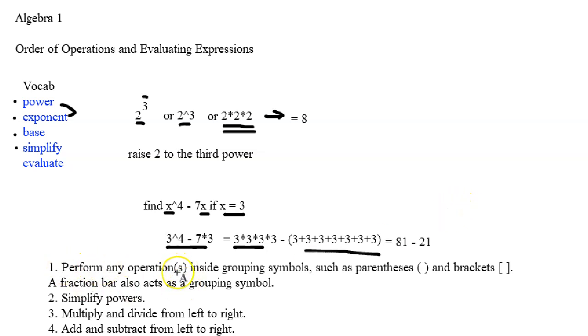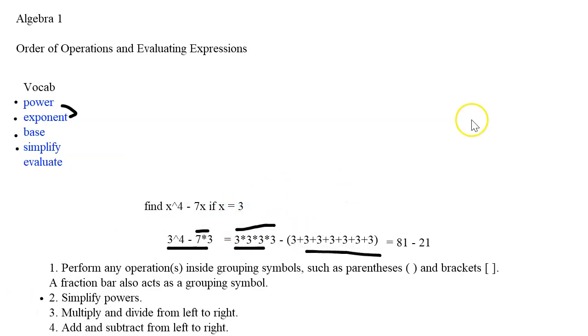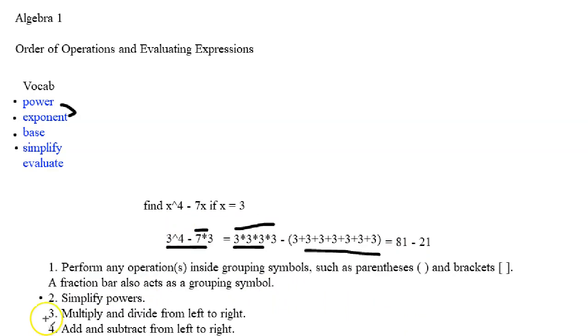So we basically performed any operation inside the grouping symbols. We didn't have any, so we didn't do that. We did simplify the powers. Okay, so that worked out. And then we multiplied from left to right. Okay, and we ended up multiplying these to make sure that we understood them as well. Just wanted to clean that up a little bit so that we're not confused as to where to go. So we multiplied from left to right, and now we just go ahead and deal with the adding and subtracting from left to right. And so all we have left is 81 minus 21, which is just going to be a plain old 60. You can use your calculator at home to check the work to make sure it's done correctly.